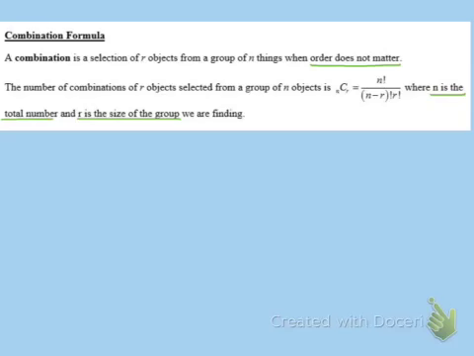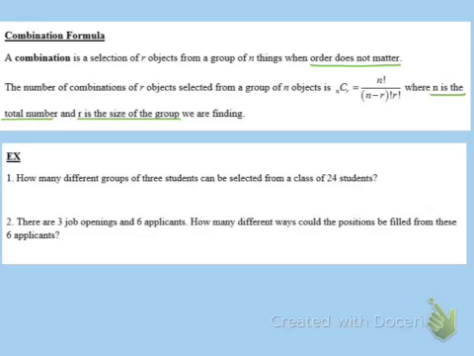So, on to some examples. Example 1: How many different groups of 3 students can be selected from a class of 24? Just like before, the first thing we need to do is define our variables n and r, n being the total number of students, in this case 24, and r being the number that we're looking for, groups of 3. So we're looking for 24C3, or 24 choose 3.